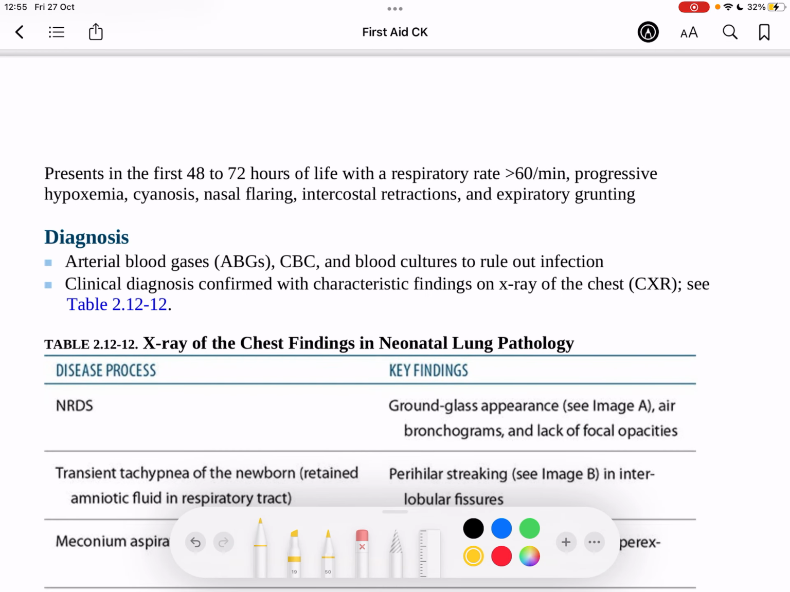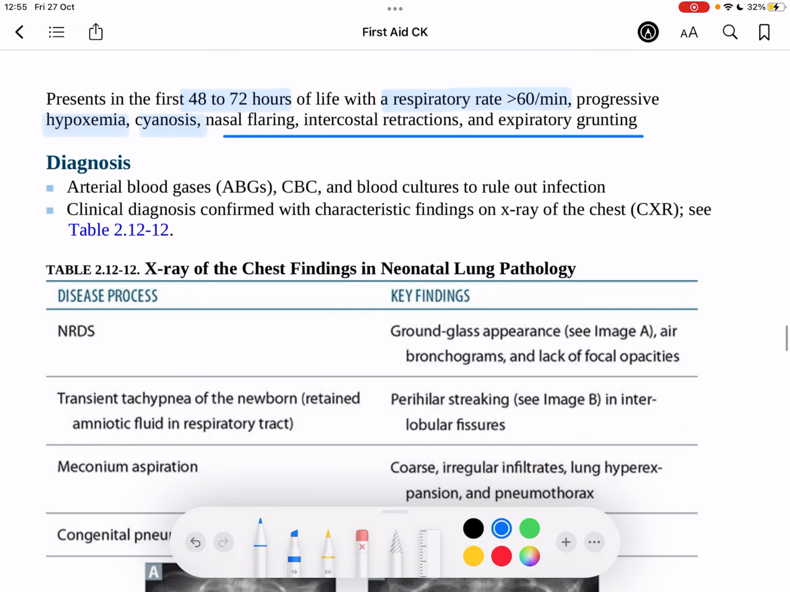In terms of presentation, you're looking at a neonate presenting in the first 48 to 72 hours of life with a respiratory rate above 60 breaths per minute, hypoxemia, cyanosis, and then signs of neonatal respiratory distress. Such signs are nasal flaring, intercostal retractions, and expiratory grunting, okay? So look out for that. And usually look out for a case where it's a premature baby, because it's so much more prevalent in premature babies.